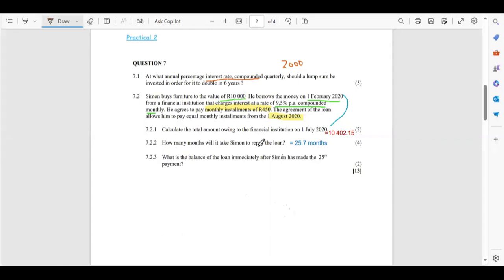Now, remember, I said anything that has to do with loans, you're most probably going to use your present value formula. In this case, you can continue with your present value formula. Let me just write it down and then I'll explain why afterwards. Here is our present value formula. So we need to look at what is the balance of the loan immediately after he made his 25th payment. The reason why we're still using this formula is because this is the second last installment.